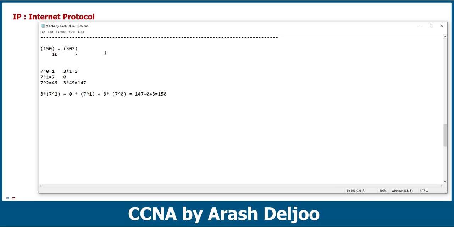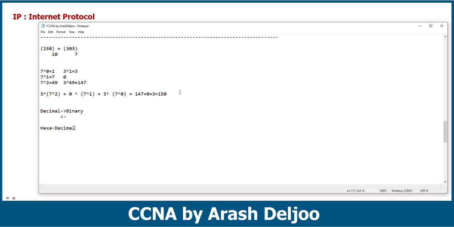This is so easy. You can practice many values from base 10 to base 7, base 6, base 5, or other bases. But we only need to learn the conversion from decimal to binary, and also binary to decimal. In computer networks, we are using only decimal to binary and binary to decimal. In some special cases, we are using hexadecimal.